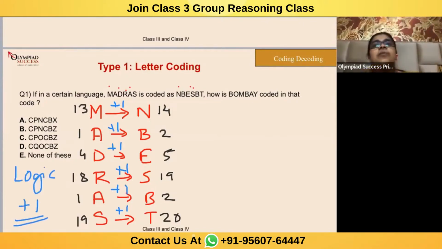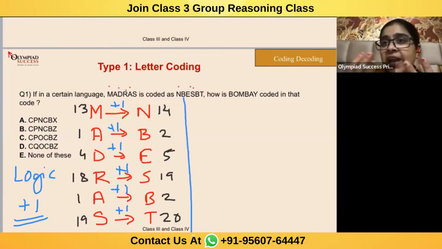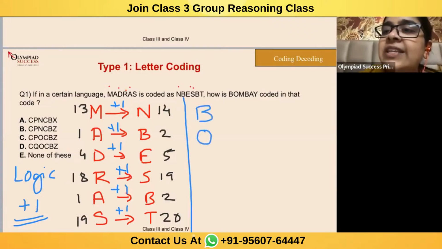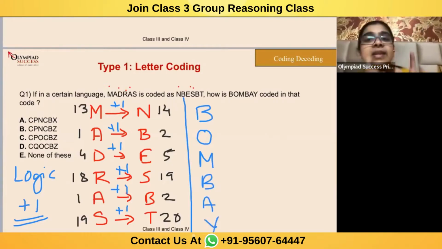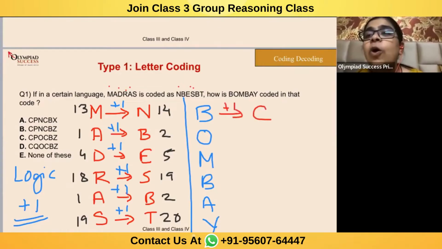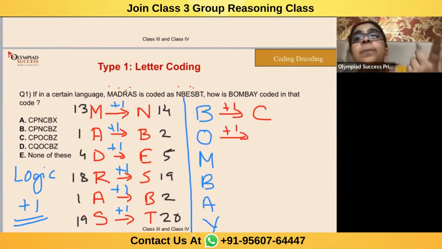I got my logic from the sample, right? Very good, intelligent people out there. Correct. The logic is plus 1. Now, what I'll do, my final answer, correct, Shankar, the logic is the next letter. So, what I'll do is I'll find out the next letter of all of these in Bombay. Now, we will do a quick option elimination. Okay. So, B plus 1 is C, O plus 1 is P.